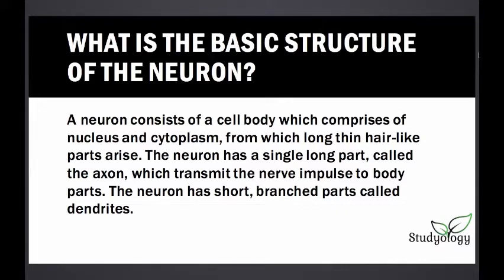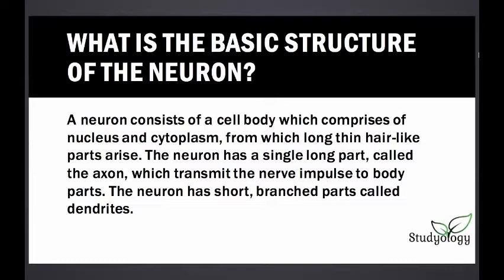So a neuron has a cell body, and in the cell body it has a nucleus and a cytoplasm. And from the cell body, long thin hair-like structures arise. And the neuron has a long part called the axon, which helps in transmitting the nerve signals to the body parts. And the neuron has a short branched part called dendrites.